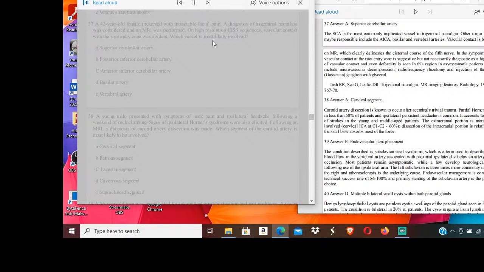E. Venous sinus thrombosis. 37. A 42-year-old female presented with intractable facial pain. A diagnosis of trigeminal neuralgia was considered and an MRI was performed. On high-resolution CISS sequences, vascular contact with the root entry zone was evident. Which vessel is most likely involved? A. Superior cerebellar artery, B. Posterior inferior cerebellar artery, C. Anterior inferior cerebellar artery, D. Basilar artery, E. Vertebral artery.